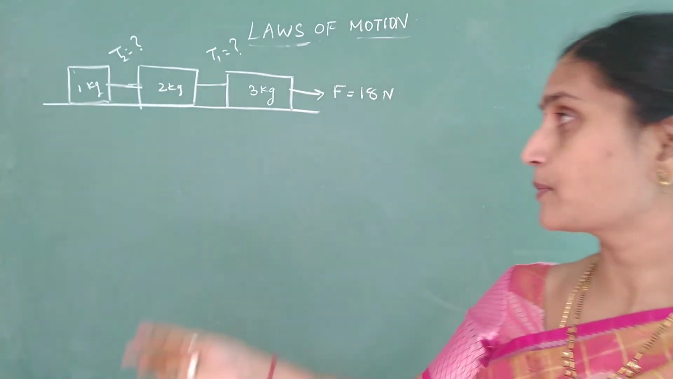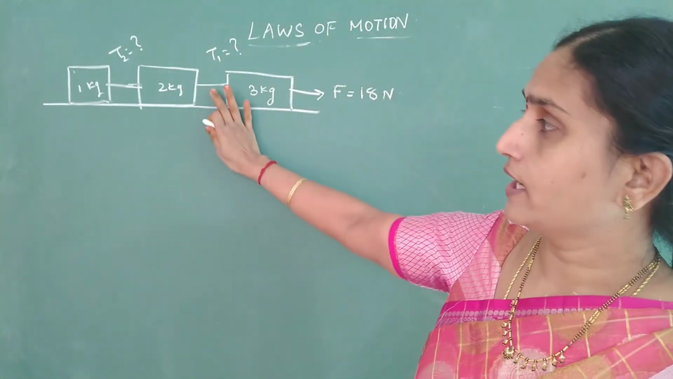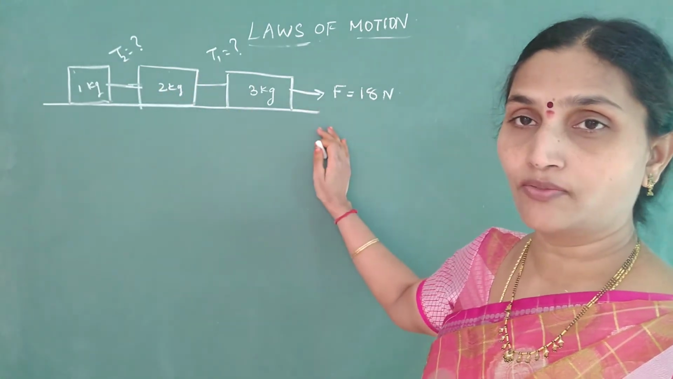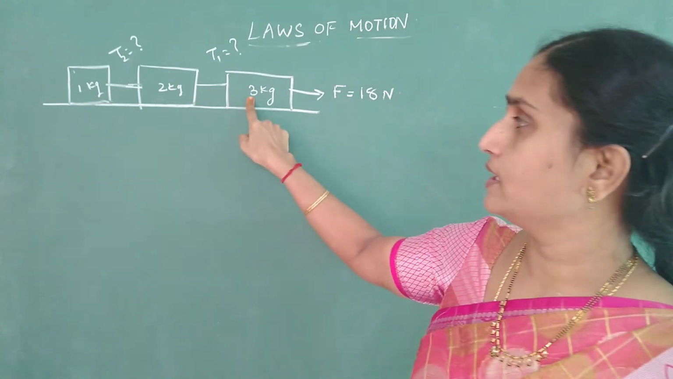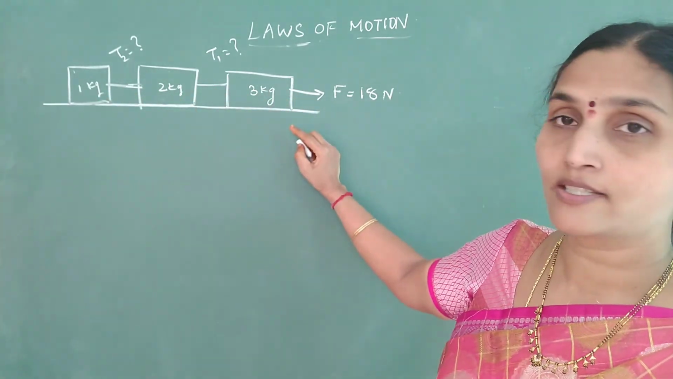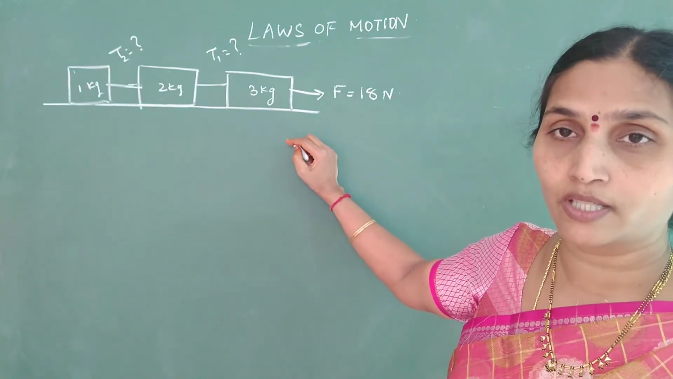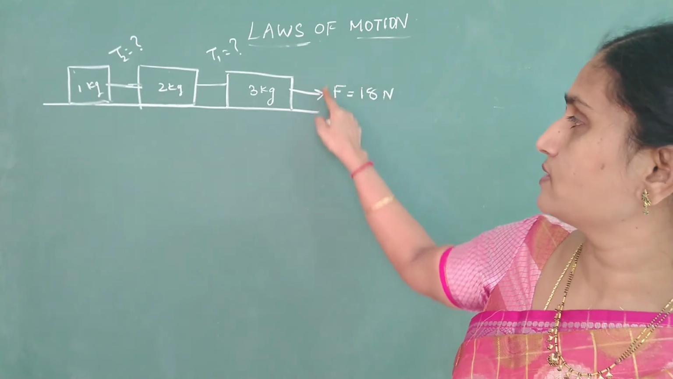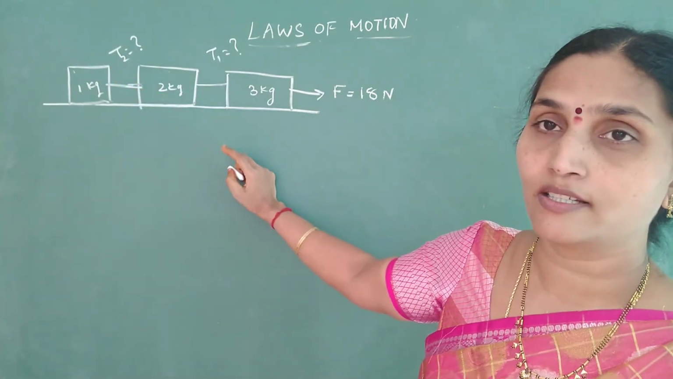If all the blocks are placed on a horizontal table on a frictionless surface, then how do we calculate T1 and T2 for this type of arrangement? Okay, so look at the blocks. It's 1, 2 plus 3. Total 6 kg is present on the horizontal surface, but friction is negligible. It is 0. Friction is considered to be equal to 0. How much force did we apply here? 18 Newton. So how to get the value of T1 and T2?